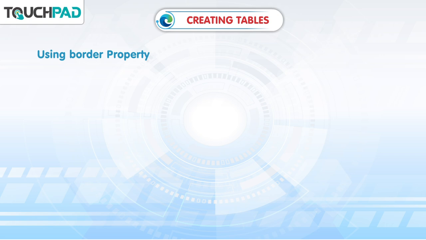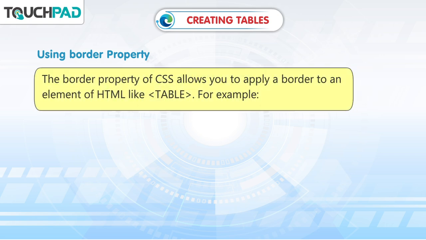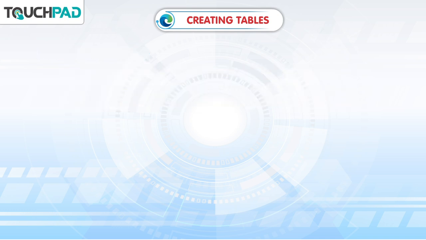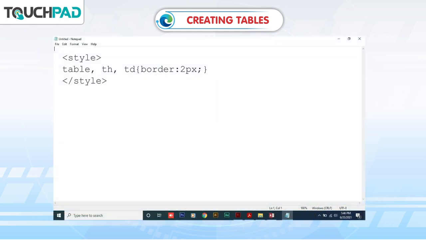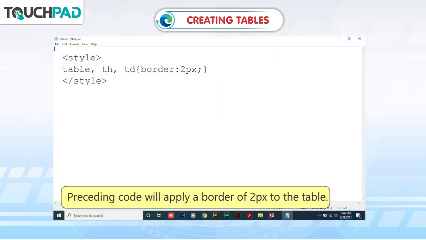Using border property. The border property of CSS allows you to apply a border to an element of HTML, like table. For example, the preceding code will apply a border of 2px to the table.